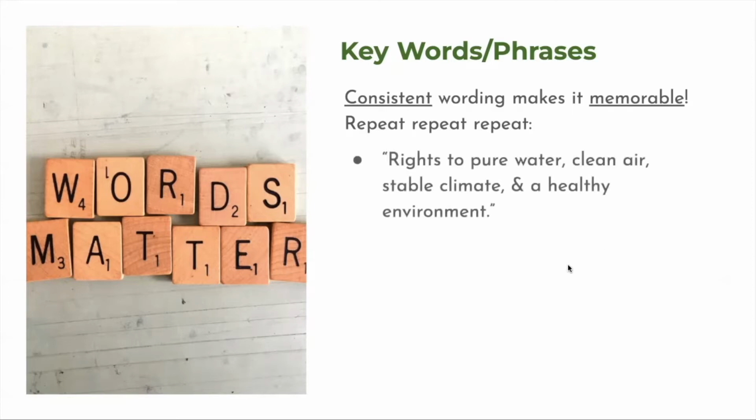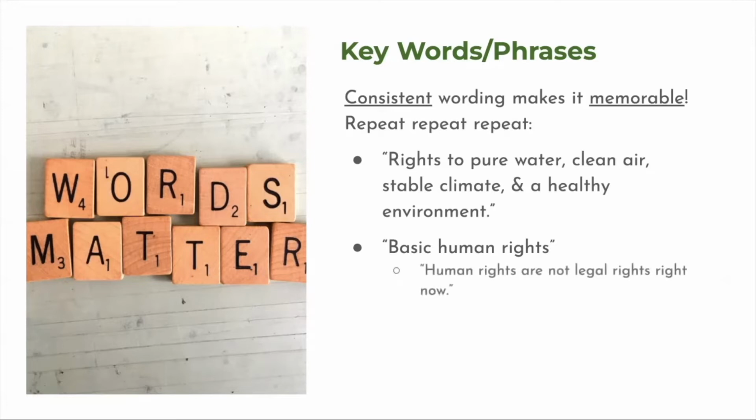So things like the rights to pure air, clean water, stable climate, and healthy environment, a slightly wordier one, but it really is an essential tenet of the Green Amendment. Words like basic human rights, right? That's one of our key messages, that we want to make human rights legal rights. And finally, simply the word right, talking about how this goes in the Bill of Rights. This is our human right. This wants to just incorporate these key legal rights into our Constitution. All of these are really useful. And it's also helpful for you if you're lobbying and you're ever lost, you get nervous, you don't know how to phrase something. These are some good, consistent points to always go back to that can help you out.